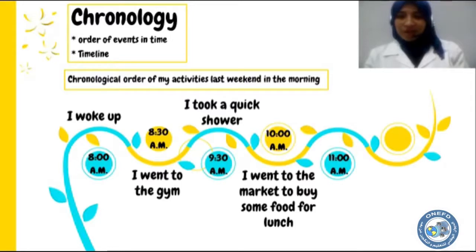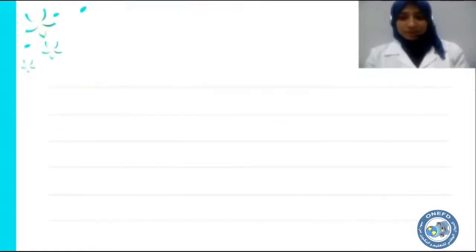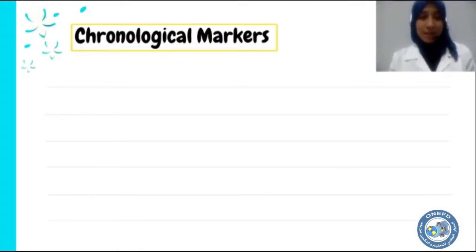After that, we have 11 a.m. I visited my grandparents. And at the end, at 12 p.m., I came back home and had lunch with my family. So here you may see that we have an order of the time of the activities we did last weekend, from 8 a.m. to 12 p.m. Now, if you don't know or you can't remember the exact time of doing the activity, you need to use chronological markers. So let's see an example.